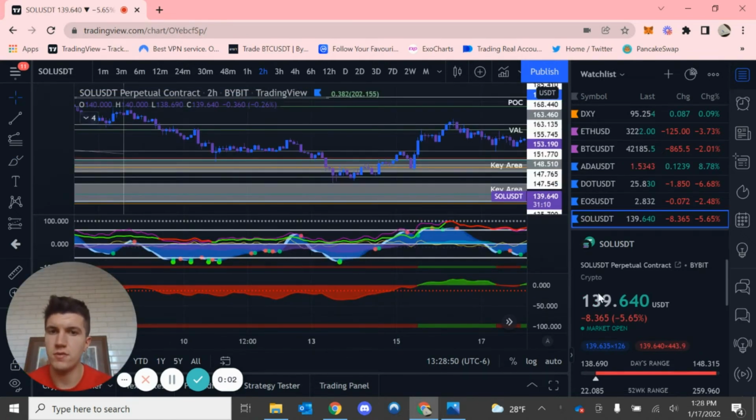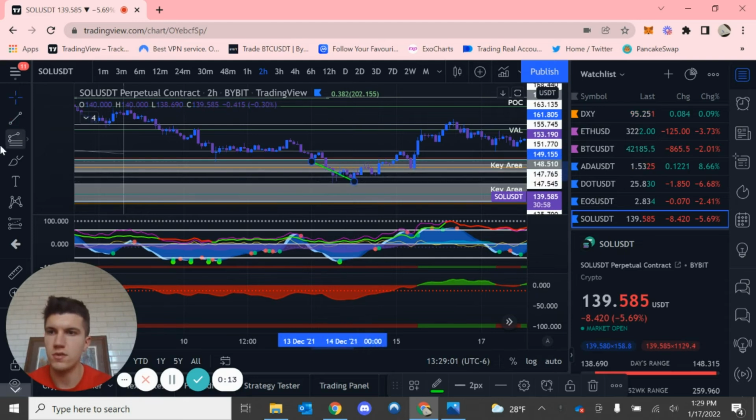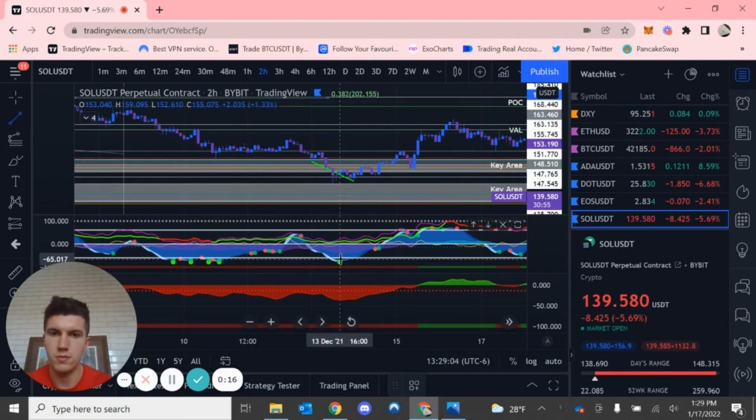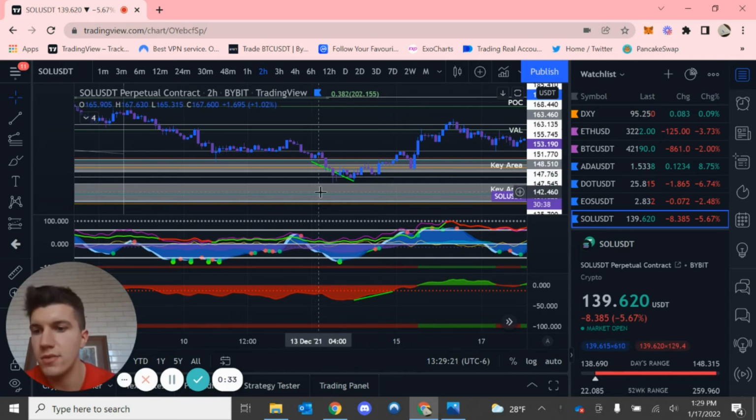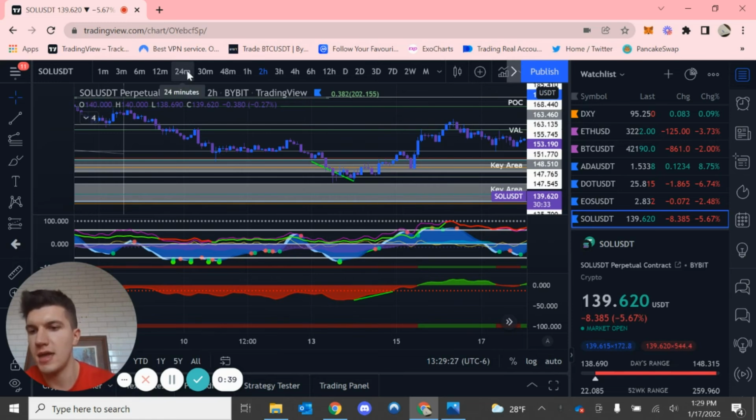Here's another example of a swing long that I took on Solana. It was based on the 2-hour time frame where we had price making lower lows as momentum was making higher lows. We also had money flow coming up. Let me draw a trend line on this. Money flow coming up too. We also had a key level of support that price was bouncing off of to add confluence.